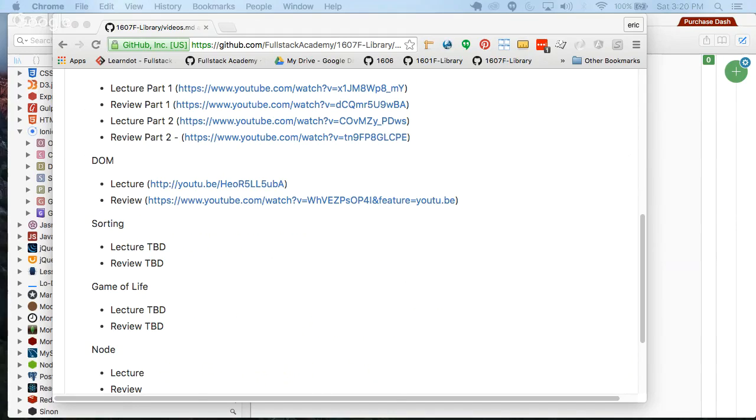Okay, so we're going to be going into our sorting workshop. I've also got a PDF for these slides that I'm going to show you, and I'll put them up when we're done with this.